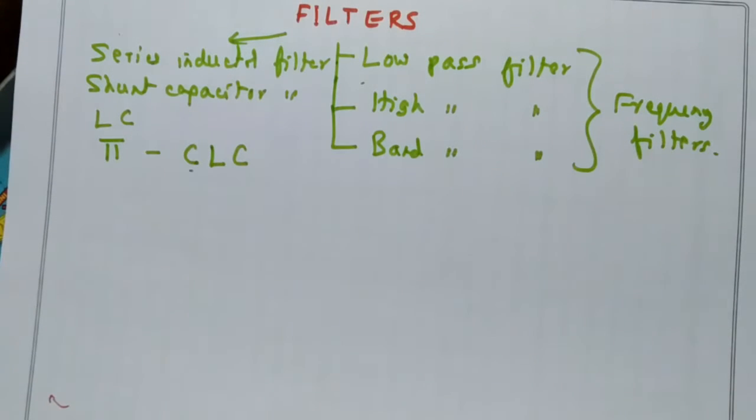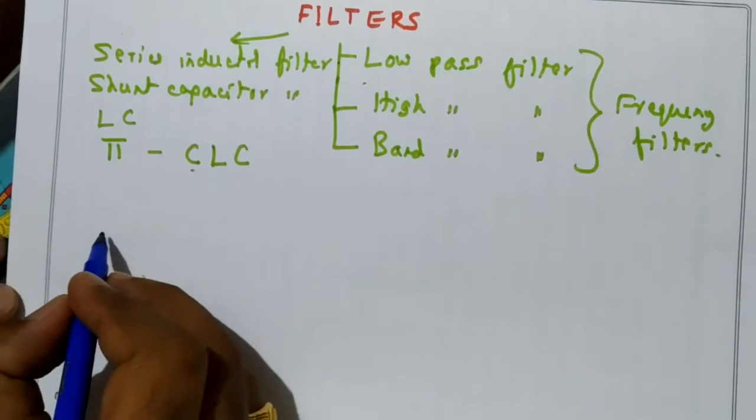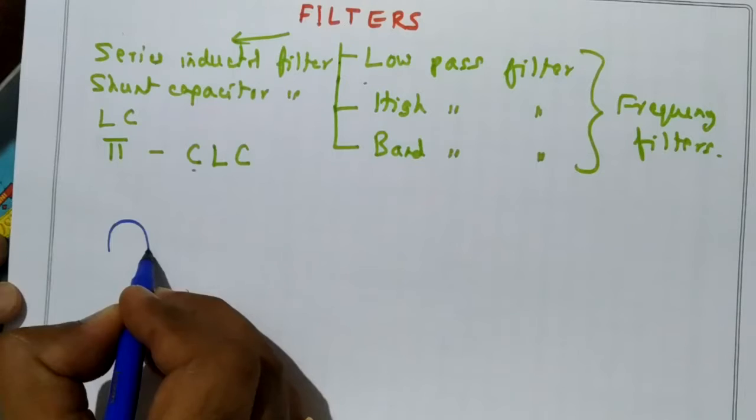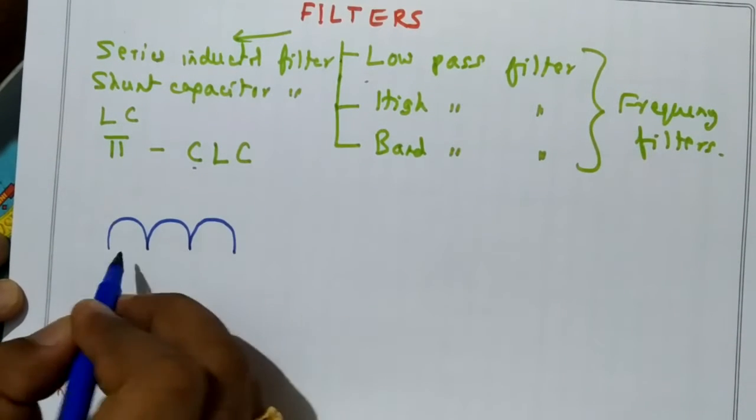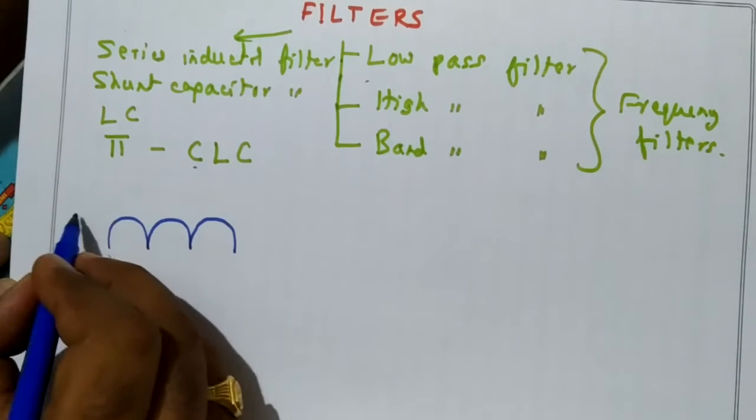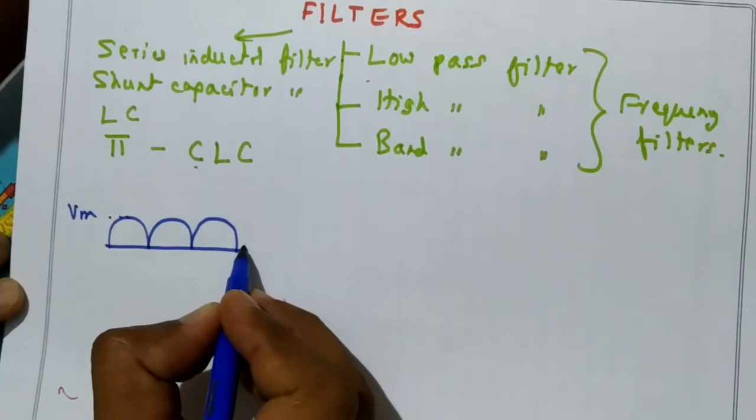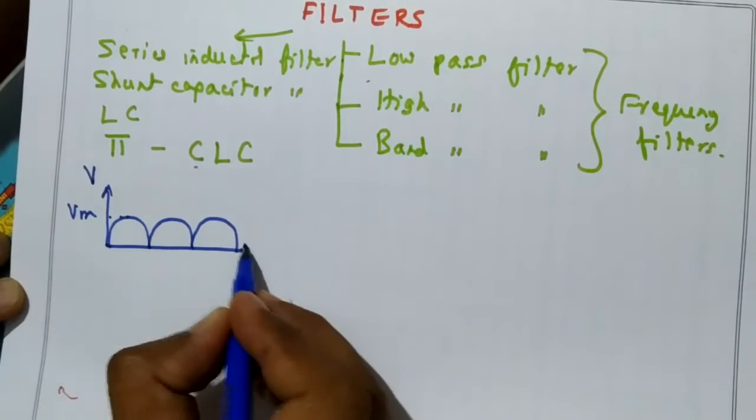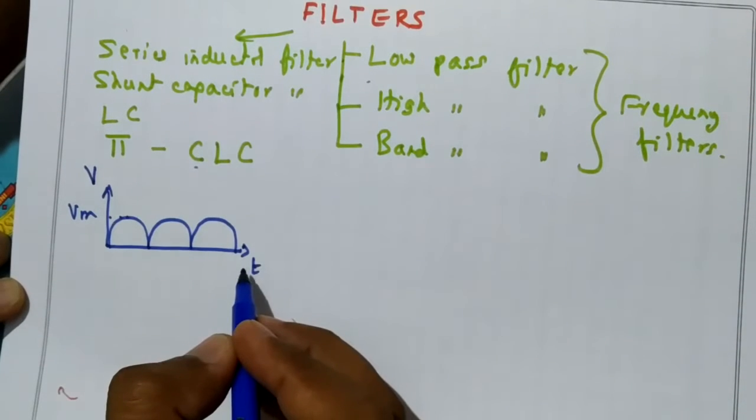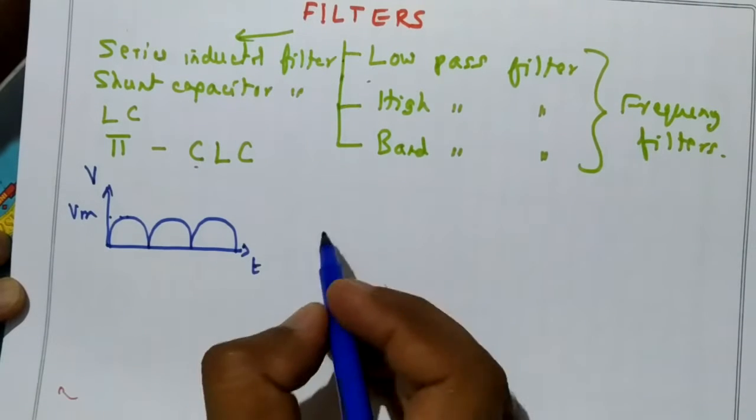Now you take the pulsating DC from a rectifier. Normally we use a bridge rectifier. So this is the output of a bridge rectifier, which is a pulsating DC, which consists of both AC as well as DC. Now this is the peak voltage Vm. This is 0. This is T. This is V. This is the output of the bridge rectifier, which is a pulsating DC.